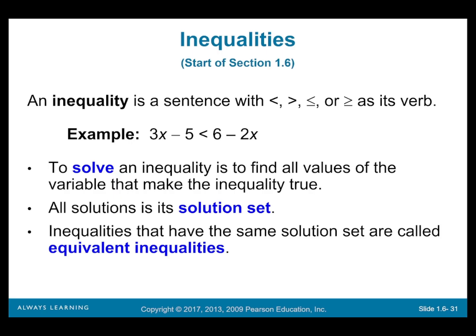Moving on. So we are moving on to inequalities, and this is the start of section 1.6. All this previous material is in your textbook under section 1.5. So an inequality is a sentence with these different symbols as its verb. So for example, if I read this sentence, 3 times x minus 5 is less than 6 minus 2 times x. So to solve an inequality is to find all values of that variable that make the inequality true. Similarly to before, all solutions is called its solution set. And any two inequalities that have the same solution set are called equivalent inequalities.